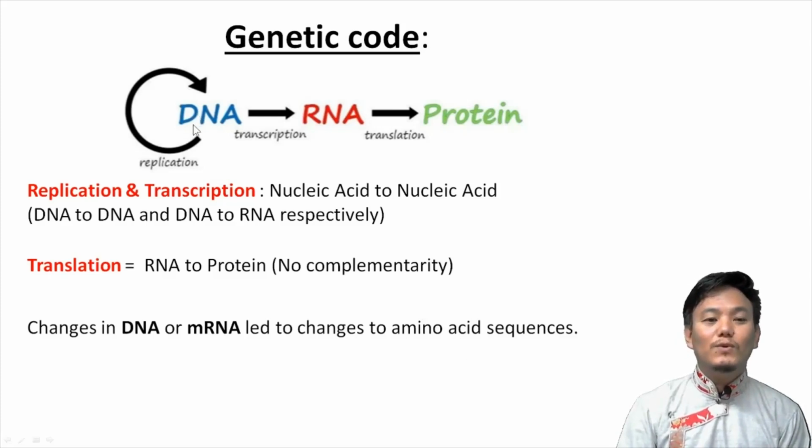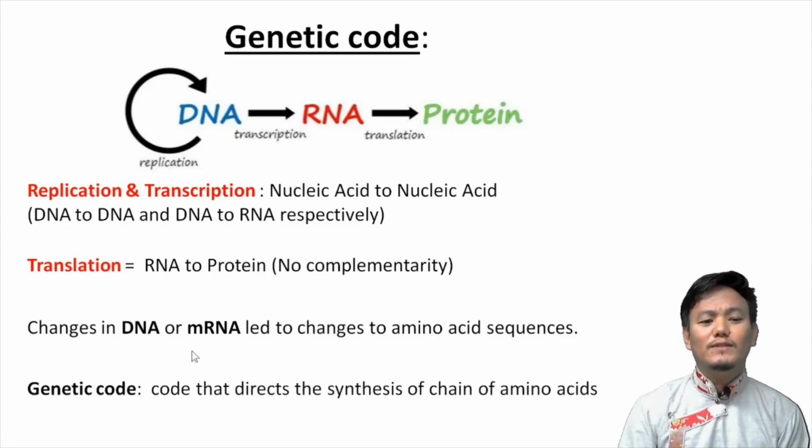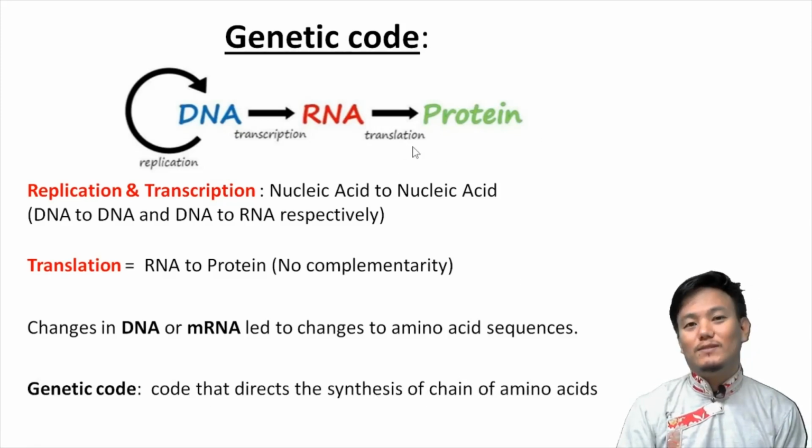So they already knew that DNA and RNA are the genetic materials, but how these genetic materials store information for the production of a protein was a mystery. It was a big challenge. So the genetic code, we can say, is the code that directs the synthesis of a chain of amino acids.